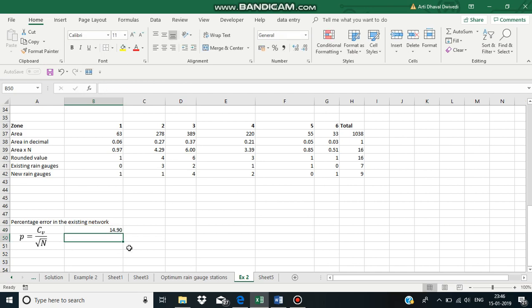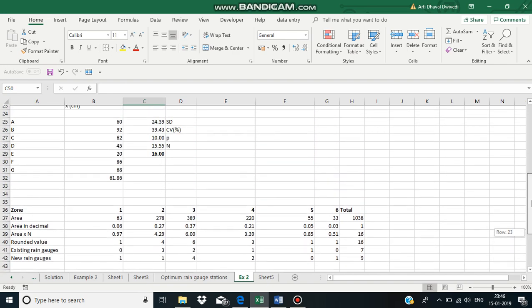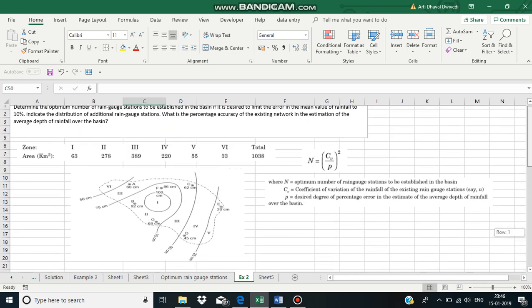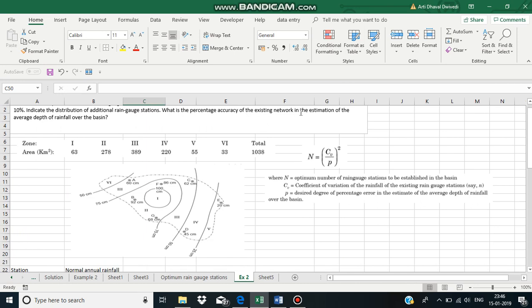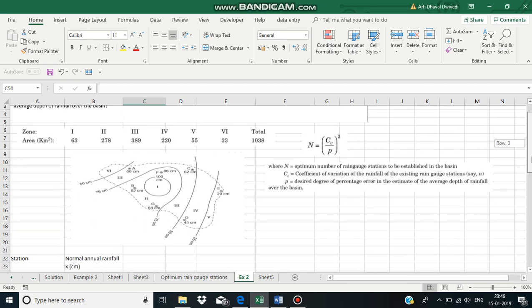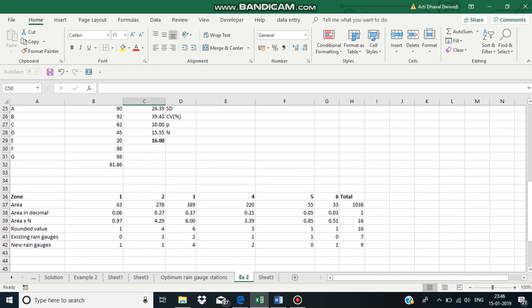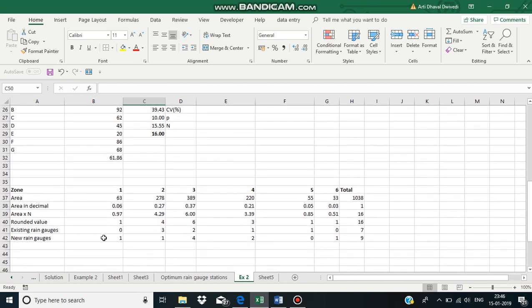So 14.90 is the error. So accuracy will be equal to 100 minus 14.90, 85.10% is the accuracy. The percentage accuracy of the existing network. This is the existing network, and this is the new arrangement.